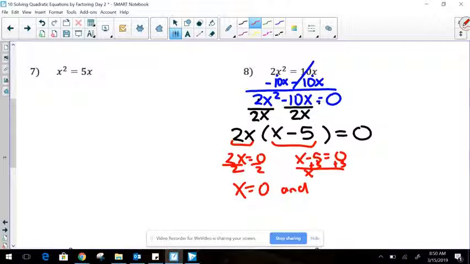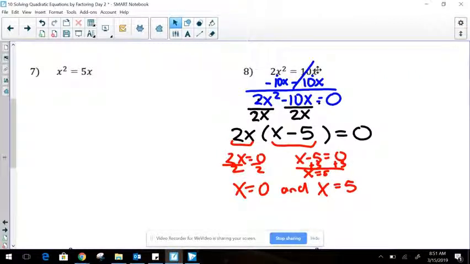So x is equal to 0, and x is equal to 5. I can plug in either of those numbers into this equation, and both sides will equal each other. If I plug in 0, it'll be 0 equals 0. If I plug in 5, you're going to get 50 equals 50. And that's a true equation. Okay, then the last one.